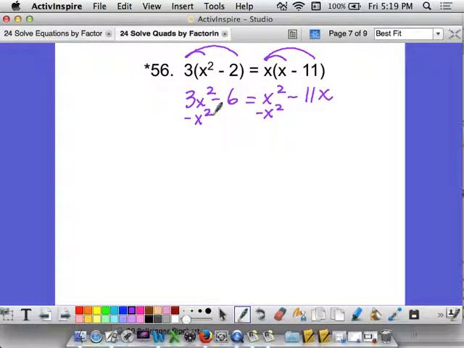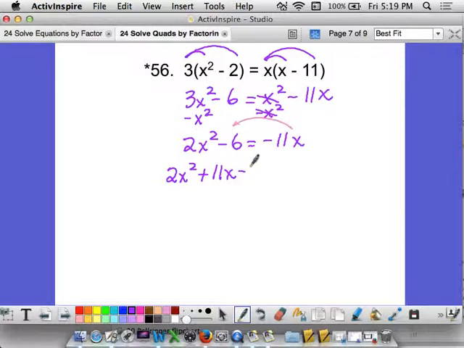I'll subtract x squared from both sides. 3 minus 1 is 2x squared. That's combining those like terms. These are going to cancel. Minus 6 equals negative 11x. That minus is the same as negative. Now, I want to set it equal to 0, so I'm going to bring this negative 11 over, and I'm going to put it right in the middle and change negative to positive. So I have 2x squared plus 11x minus 6 is equal to 0. So now I have my trinomial all on one side set equal to 0 in decreasing power.